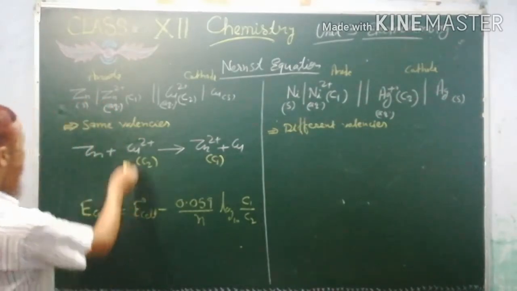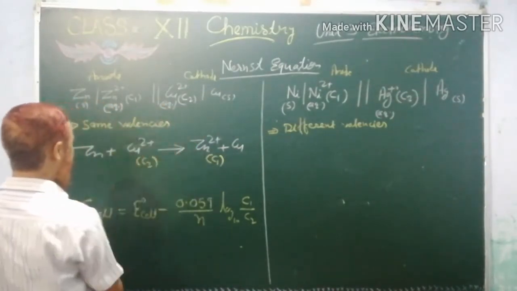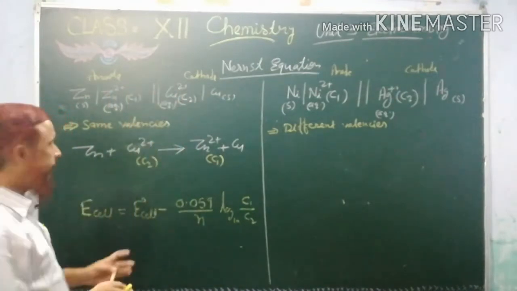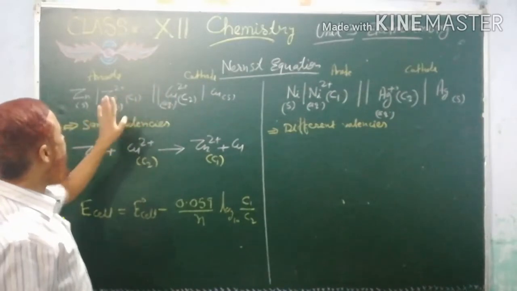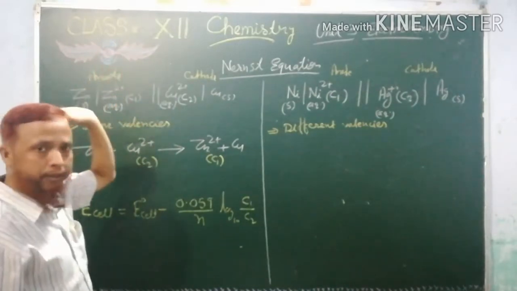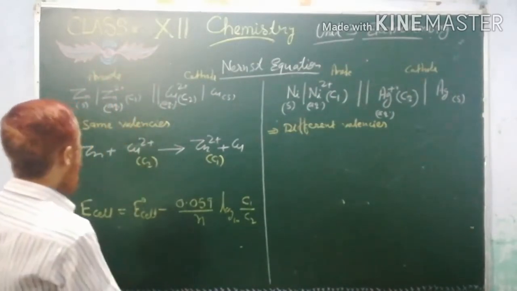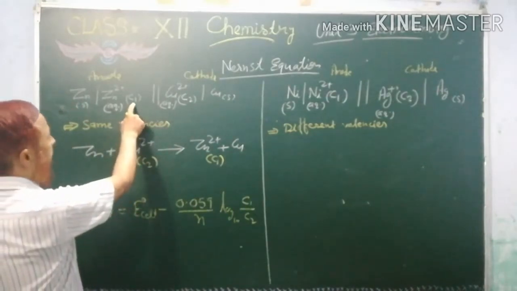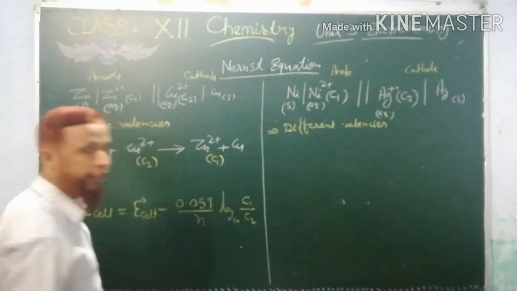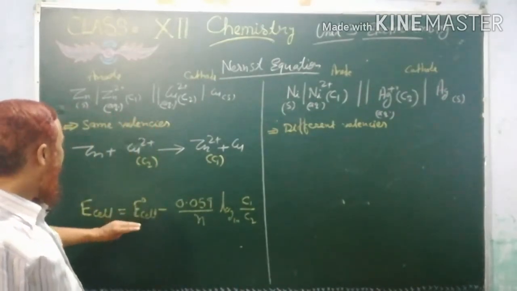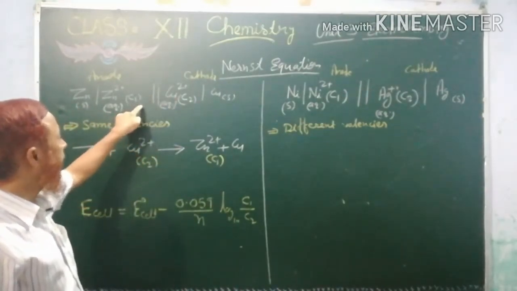So remember, either this type of cell system, when valencies are same, it is not necessary that valency will be 2 plus and 2 plus. It may be 3 plus 3 plus, it may be only plus and plus, but it will be same. In that condition, this concentration we will take here, and this concentration we will take as the denominator. Please fix this Nernst equation and this equation in your mind.